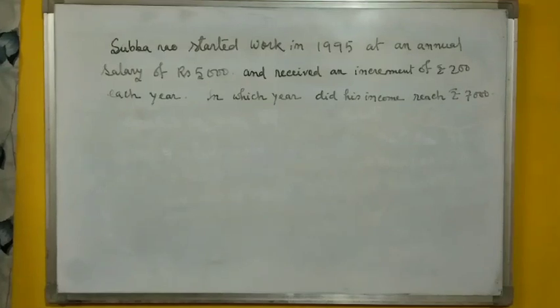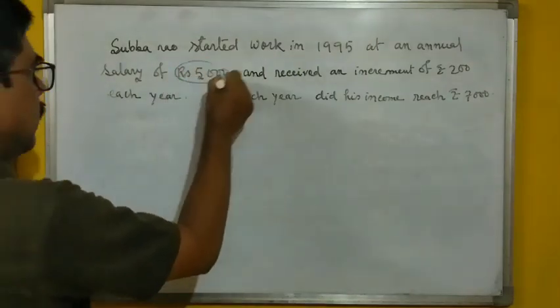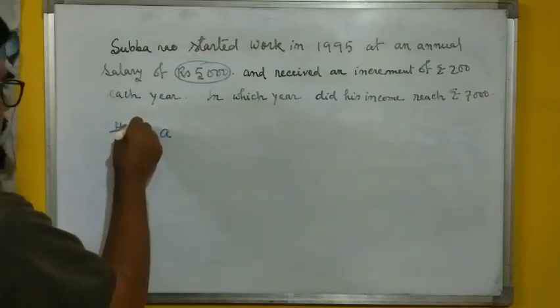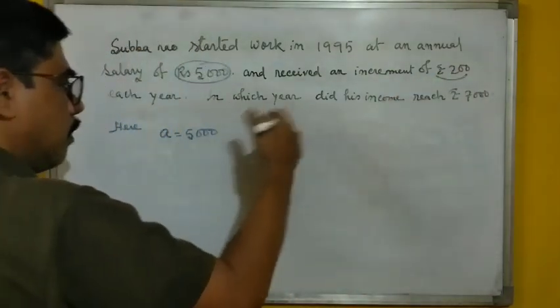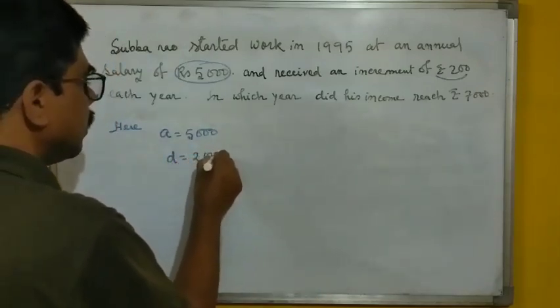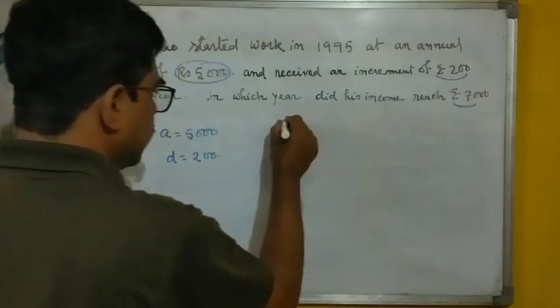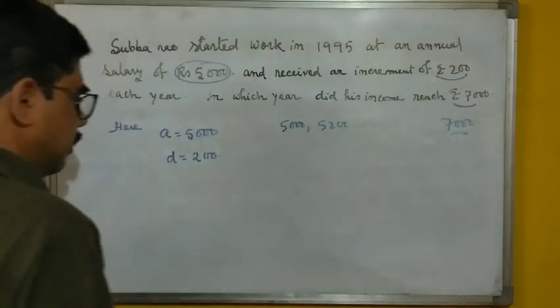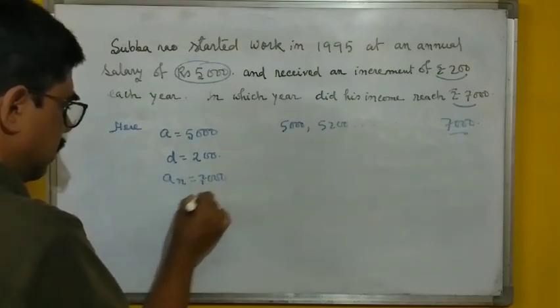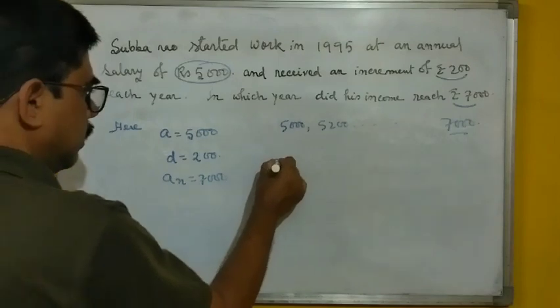Next one is a word problem. Subbarao started work in 1995 at an annual salary of rupees 5,000 and received an increment of rupees 200 each year. In which year did his income become 7,000? So what to do here? That salary is 5,000, that is A. Increment is 200, so D is 200. It is 5,000, next is 5,200, and at one time it becomes 7,000. So this is the AN, 7,000. After that, you break this and find out N.